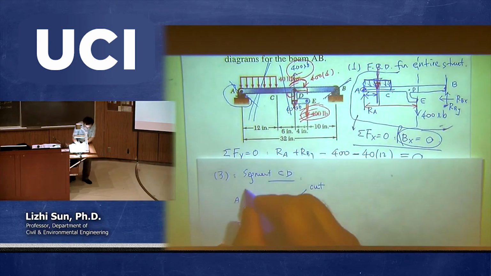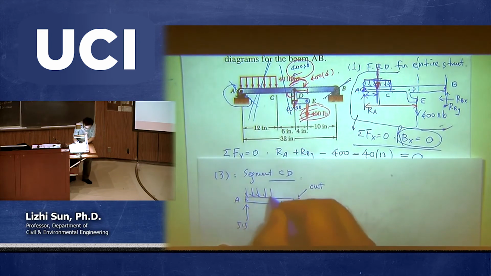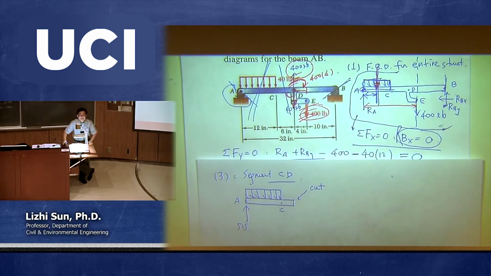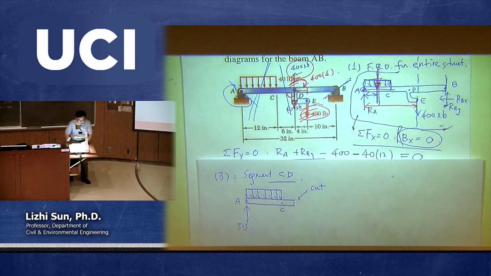And then between A and C, there is a uniform distributed load. So don't make the equivalence first, okay? You need to originally plot the real uniform distributed load first. And then we're going to do the equivalent after we finish the free body diagram. So here is the uniform distributed load.